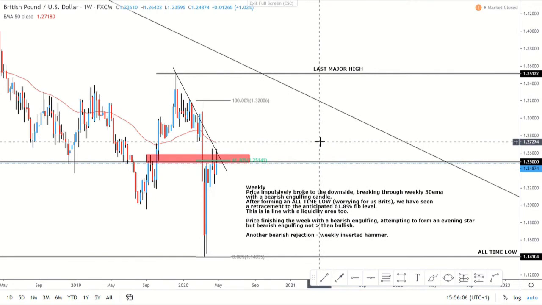However, I personally do not trade Sundays and I don't trade Mondays. So I would be looking at getting into this Tuesday or maybe after. So now just looking for this to play out.